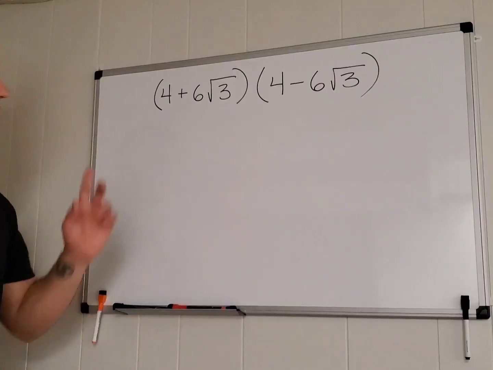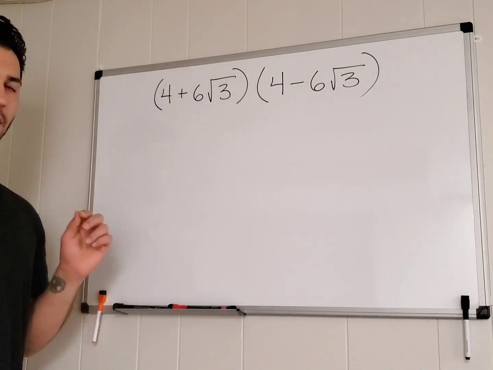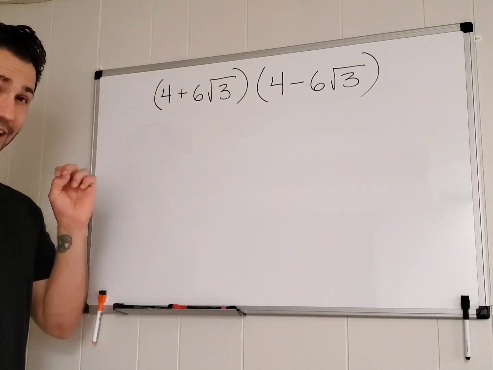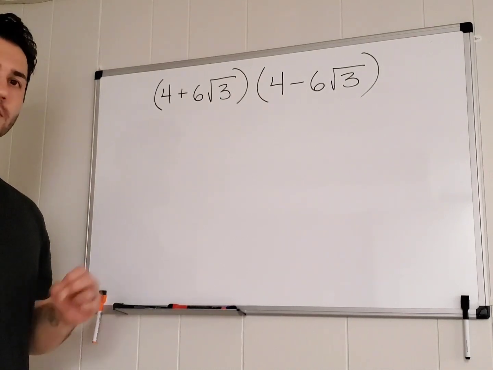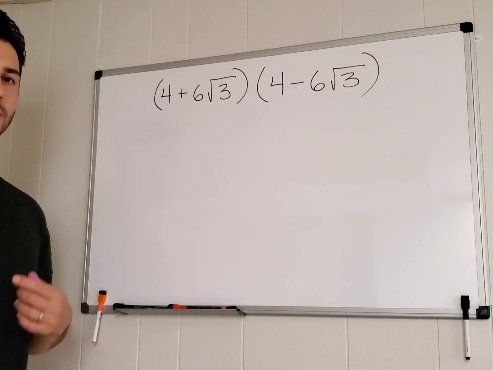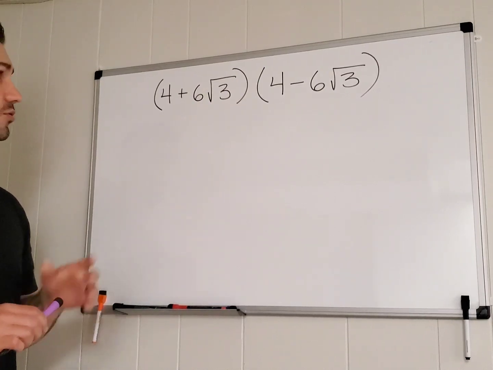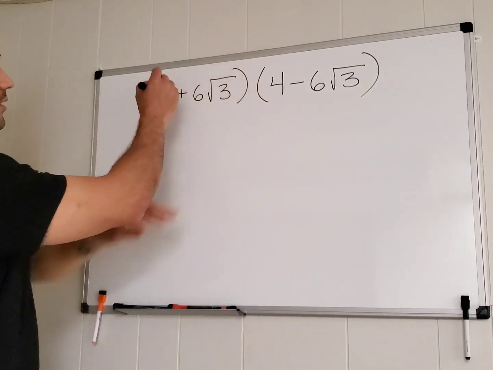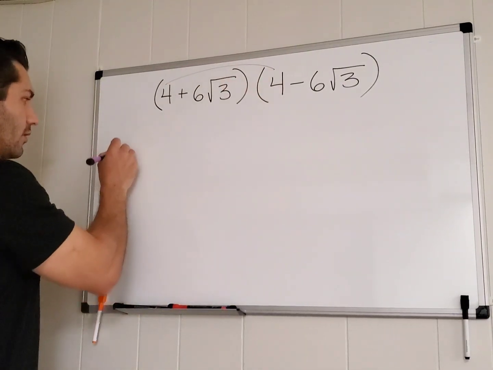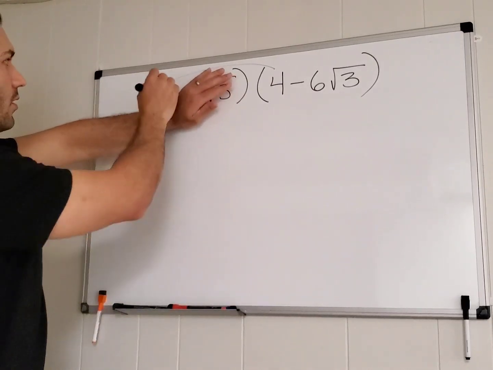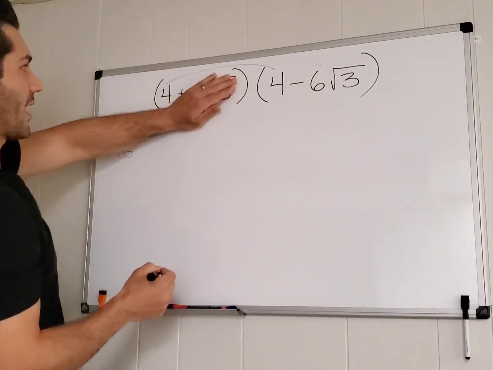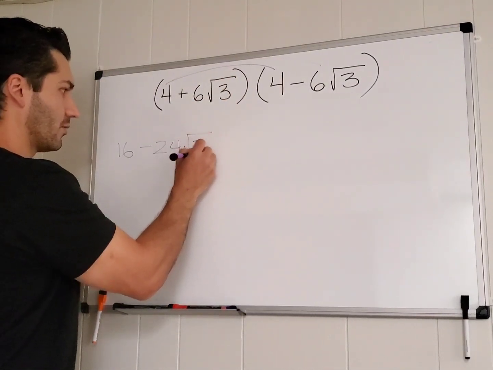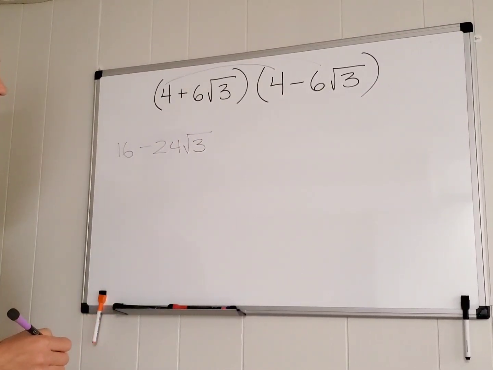Great. Alright, so here's our next foiling problem. And hopefully some of you are looking at this going, I'm not going to foil this. But once again, if you don't know the shortcut, foiling will work out just fine. It's just going to take you a little more time than someone else who's taking the shortcut. I'm going to do 4 times everything here. 4 times 4, 16. 4 times negative 6 radical 3. 4 times negative 6, negative 24 radical 3. That one's done.